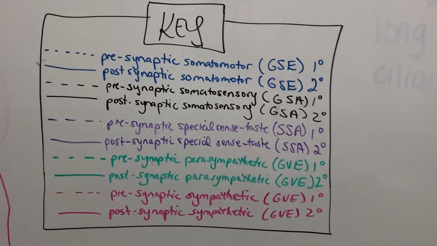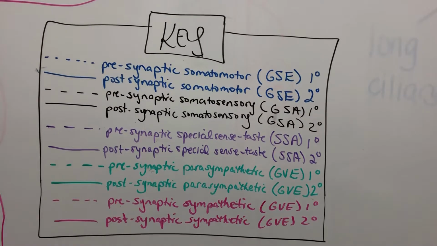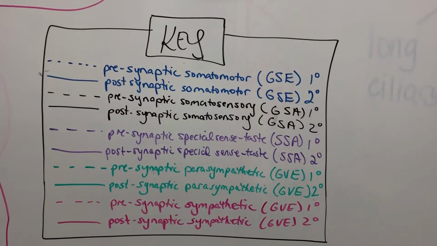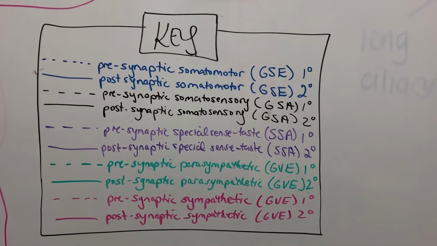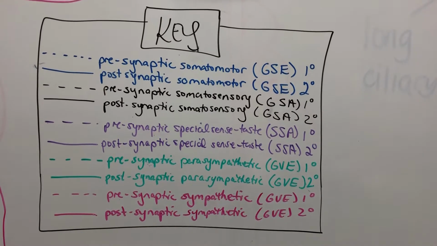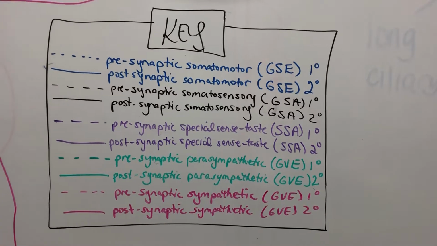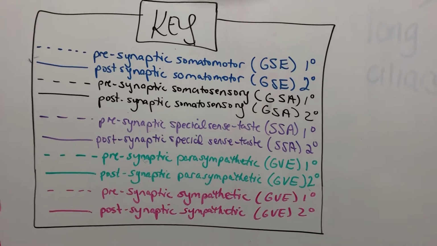We have a presynaptic pathway for somatomotor that's dotted in blue. This is general somatic efferent, first order neuron. The solid line postsynaptic somatomotor, GSE, second order neuron. This is going to synapse, of course, on a nucleus because all somatomotor and somatosensory synapse on a nucleus. The somatomotor does not use a ganglion for any purposes.